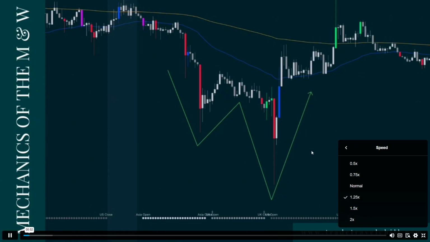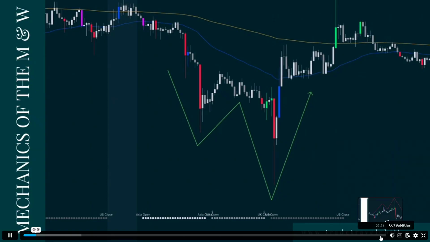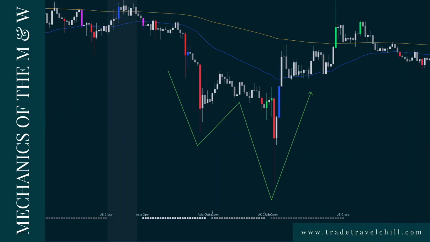Let's talk about the final damage M's and W's in a little bit more detail. In addition to this type of M and W, there's another type called the final damage M or W. If you see a W where the second peak is a lower low than the first peak and the second peak is a hammer, that's what we call at TTC a final damage W.